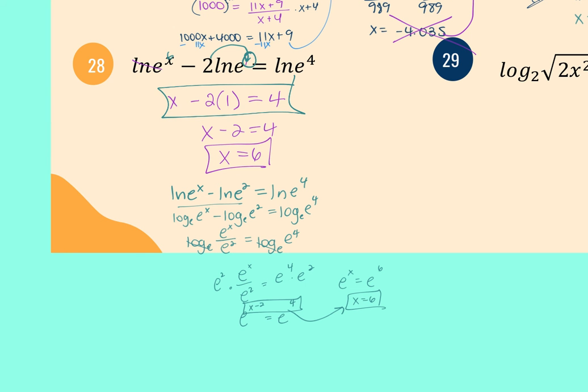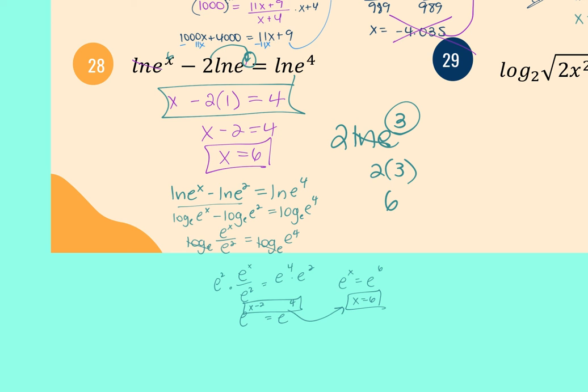If there was an exponent here, if it said 2 ln of e to the third, what's that? 6. Because this cancels to give you this. This would be 2 times 3, which is 6. Okay? So be careful because people tend to cancel it and then add those or do something weird, and it's wrong.